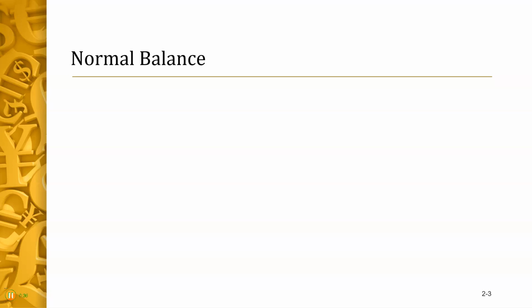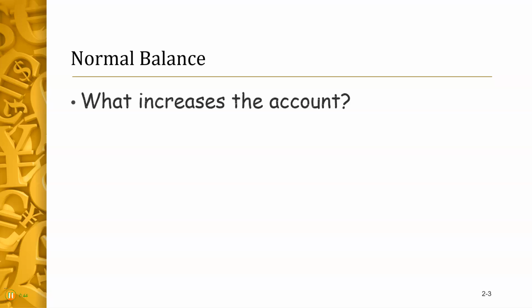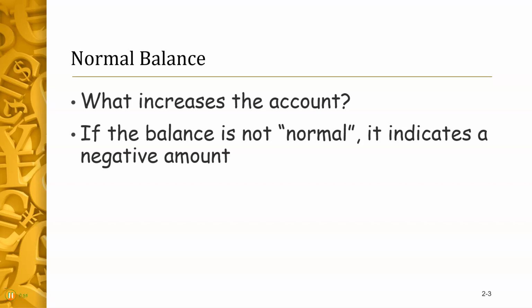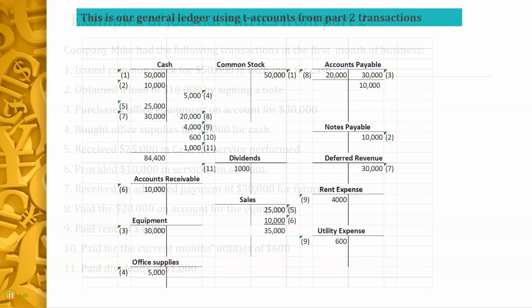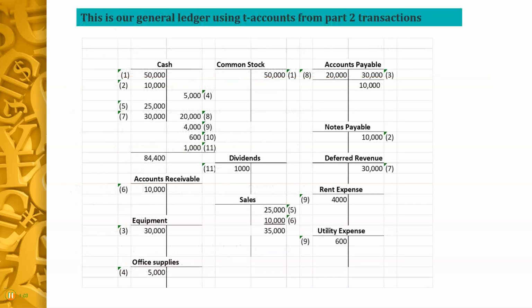Now, one of the things we do when we prepare the trial balance is we want to make sure that the accounts all have the normal balance, which is the side that increases it. If the balance is not normal, it indicates a negative amount. So examples of our journal entries from Part 1, and we journalized those and posted them. And this is what our general ledger using T accounts from Part 2 looks like. And now what we're going to do is put these in the format of a trial balance.